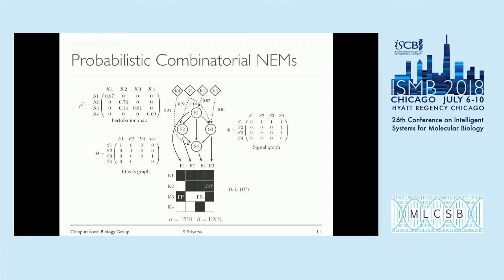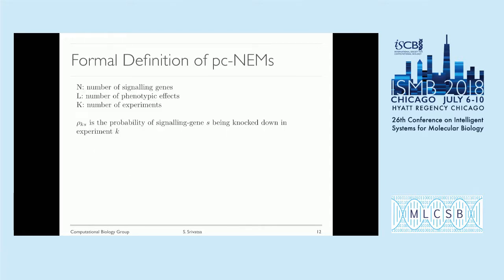These are modeled by parameters alpha and beta, as in the case of classical NEMs. Now, given n signaling genes, L phenotypic effects, and k number of experiments, and a perturbation map rho with each entry describing the probability of signaling gene S being knocked down in that specific experiment, we compute a propagation matrix pi for a given signaling network.